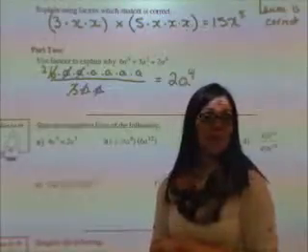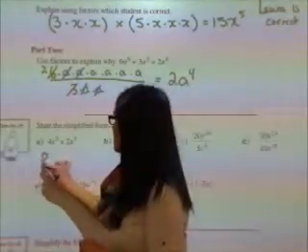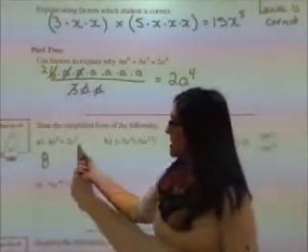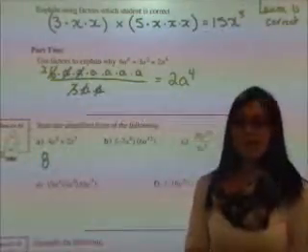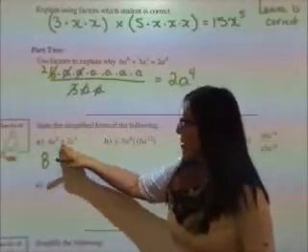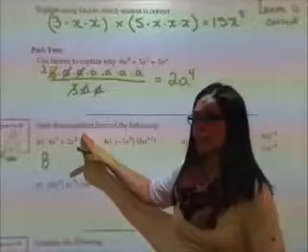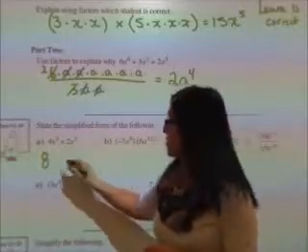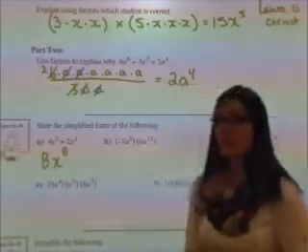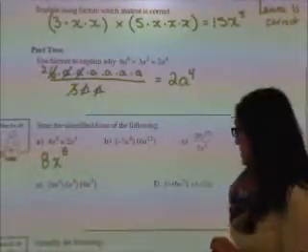4 times 2 is 8. So I can take the 4 and multiply it by the 2. Then I have to take this x to the power of 5 and multiply it by x to the power of 3. Bases are the same. I'm multiplying. So what do I do to the exponents? Add them. So 5 plus 3? 8. So I get 8x to the power of 8.